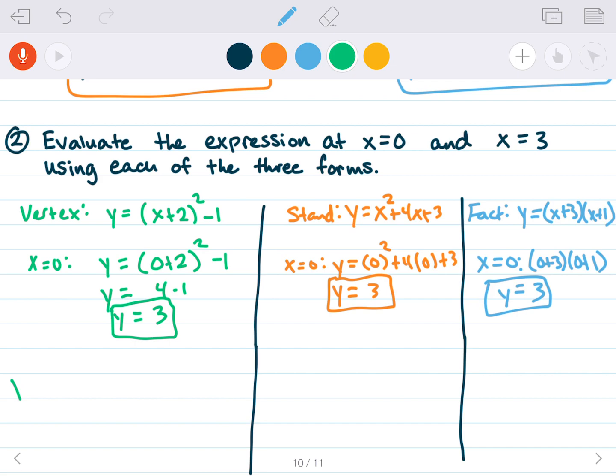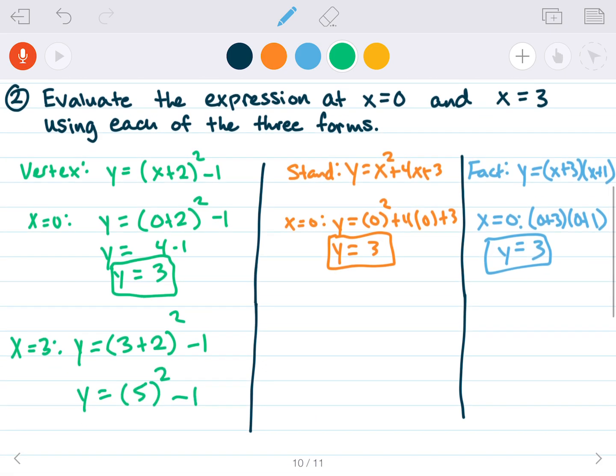So when x equals 3 for vertex, plugging in 3 for x this time, we get y equals 3 plus 2 squared minus 1. 3 plus 2 is 5. 5 squared minus 1 is 24. So that's what we get when x equals 3 for vertex.